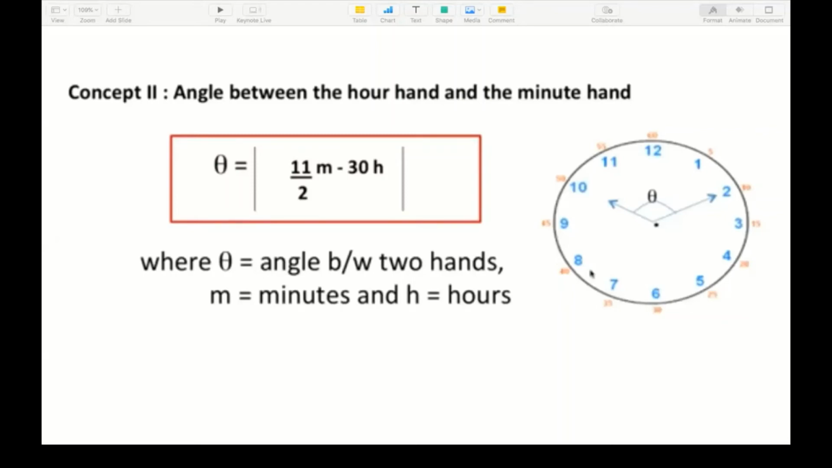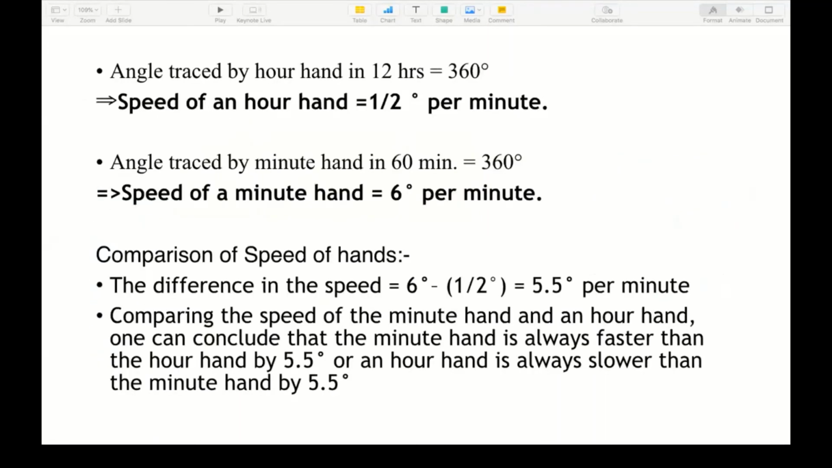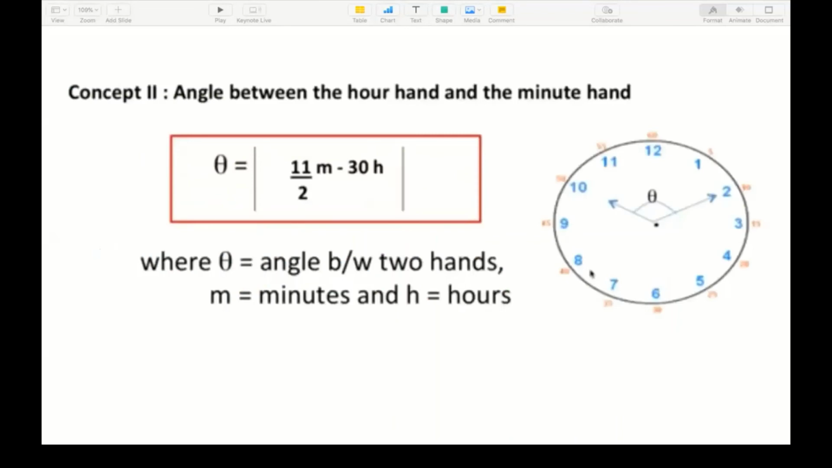You can try to use this data and solve this question. You can use the speed of the hour hand, which is half a degree per minute, and the speed of the minute hand, which is 6 degrees per minute. You can use this data and get the answer, but there is a shortcut to find the angle between the hour hand and the minute hand. The formula is in front of your screen now. The formula is theta, the angle between the two hands, is equal to |11/2 m - 30h|, where m is minutes and h is hours.